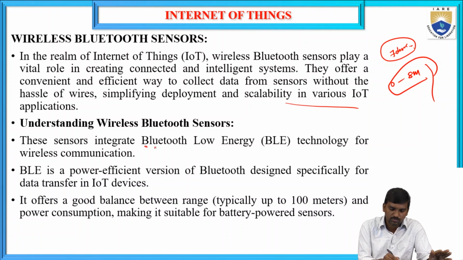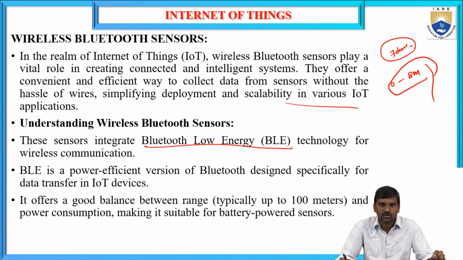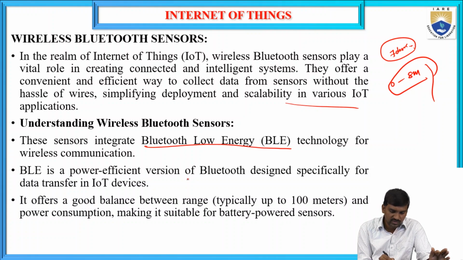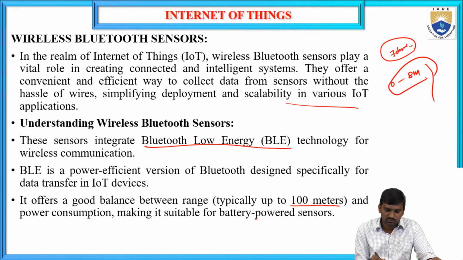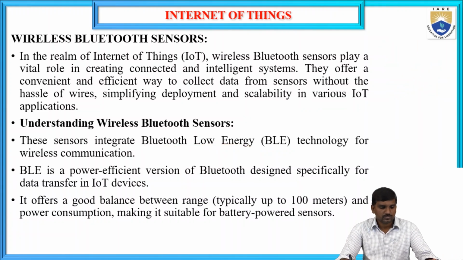The first thing is Bluetooth low energy technology. Bluetooth low energy is a power-efficient version of Bluetooth designed specifically for data transfer in IoT devices. So that is the second one. The last one: it offers a good balance between range, which is typically up to 100 meters, and power consumption, making it suitable for battery-powered sensors. So these are the things for understanding wireless Bluetooth sensors.